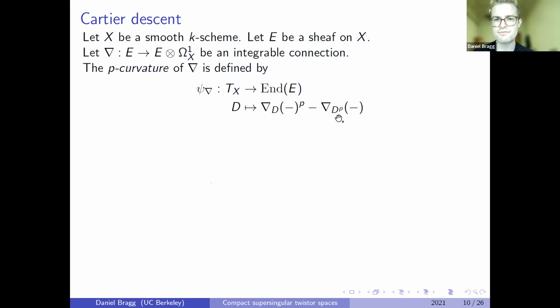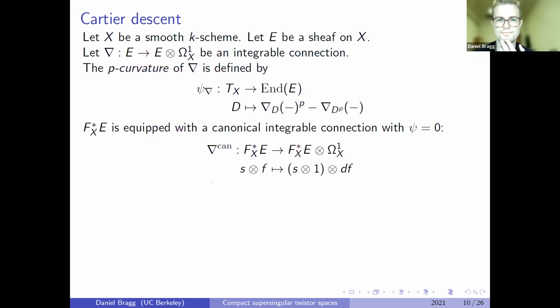And it turns out if you take this difference here, this defines a linear map from the tangent bundle of X to End E. That's not at all obvious, but this map turns out to be linear. And this map is what's called the P curvature of nabla.